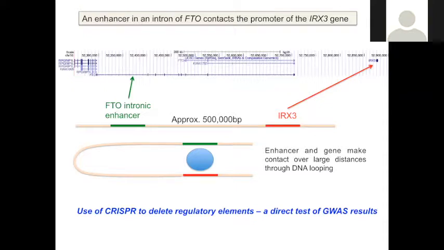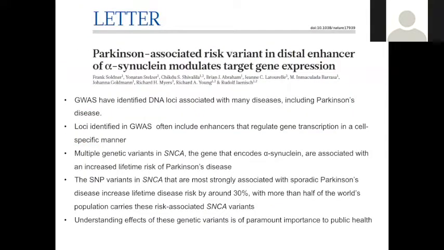target gene. In this particular figure here, it's a reminder that we've already seen this in the gene FTO. There is an intronic enhancer, approximately 500,000 base pairs away from its target gene called IRX3. You could imagine the use of CRISPR to delete this enhancer using the Cas9 CRISPR system. So what we're going to look at now is a study done looking at what's called Parkinson-associated risk variant in distal enhancer of alpha-synuclein modulates target gene expression.